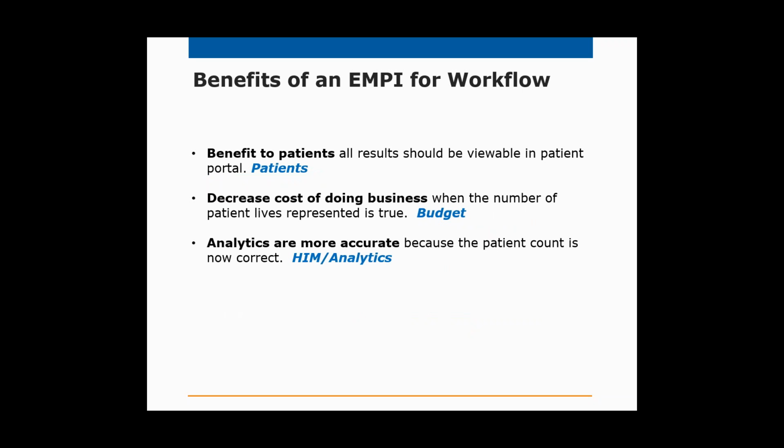And it simply decreases the cost of doing business. If you are a member of an HIE, then in most cases you are paying to be a part of that per patient life. So if you have 2 million lives, but you have 50,000 duplicates or 100,000 duplicates out there, then it's going to decrease the number of lives, decrease the cost of doing business, because you will have fewer, and it also just makes things a little more streamlined from a budgeting perspective to understand the number of patients that you are caring for.